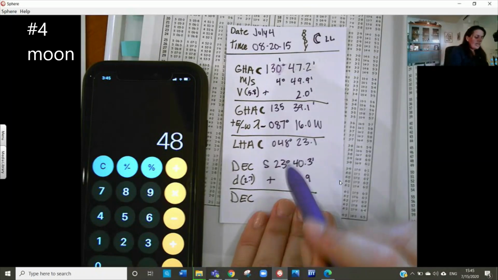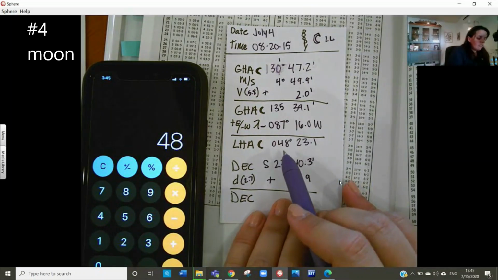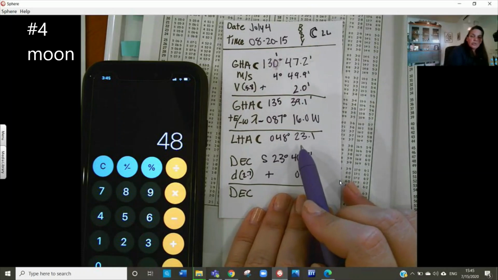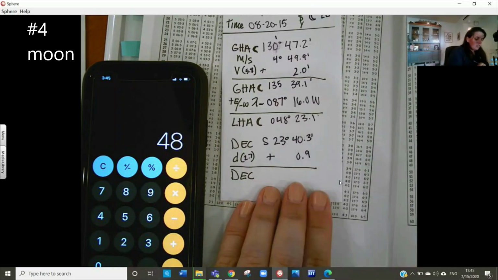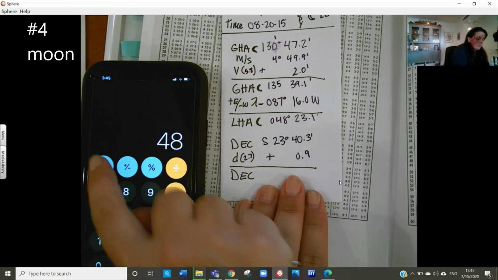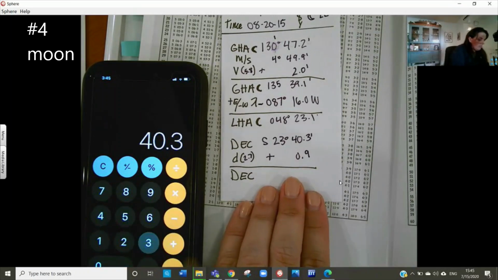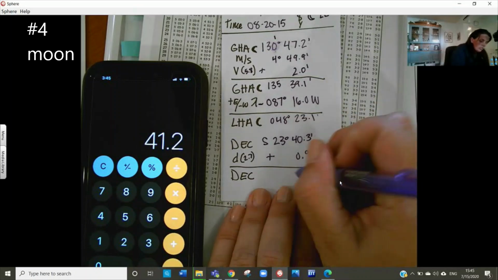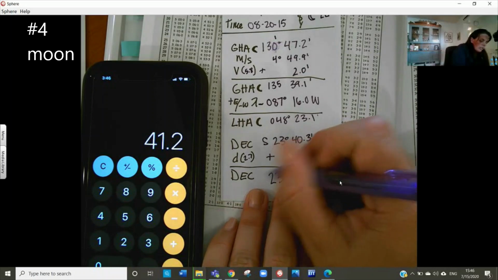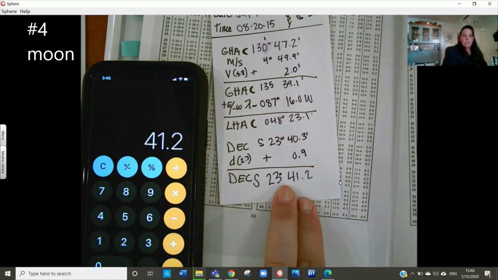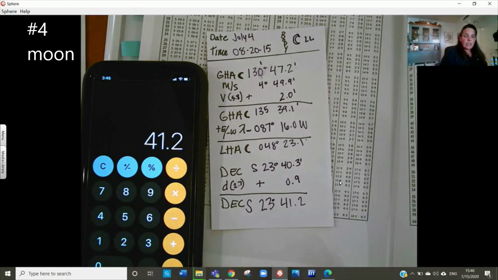So we have our LHA of the moon of 048 23.1 minutes. Declination, we are going to be adding that 0.9. So we have 40.3 plus 0.9 gives us 41.2, and that is that. So that is our site reduction form for the moon. So it's going to be a little bit different than the star, a little bit different than the sun.